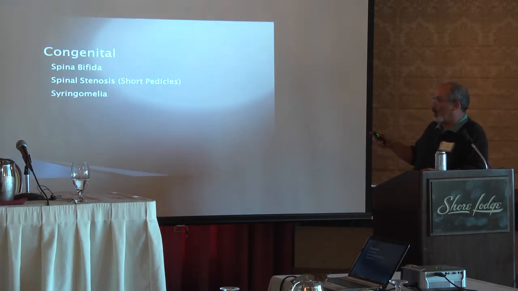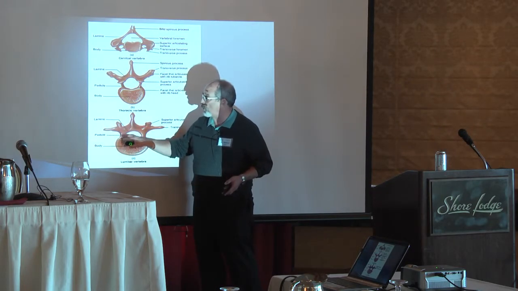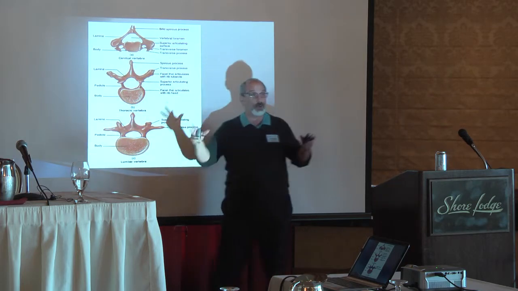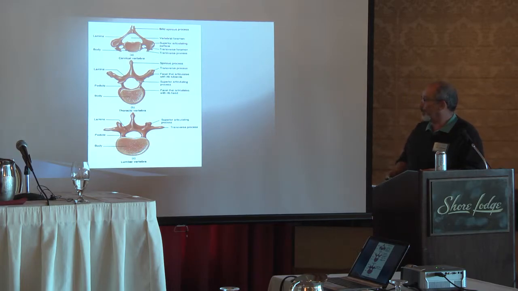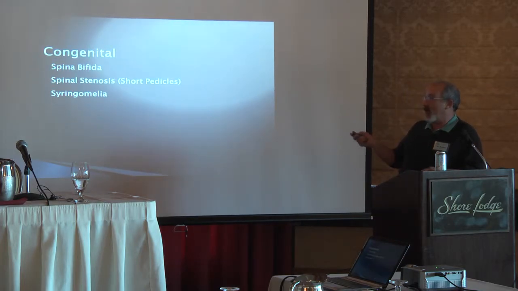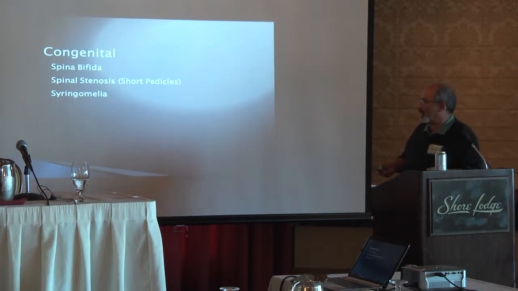You can have spinal stenosis because the pedicles, that's what this is called, are short. You have them at every level, and it makes the canal narrower. And you can have a cyst inside the spinal cord itself called a syringomyelia. And I only put that in there because it's a cool word. Okay, everybody practice that.